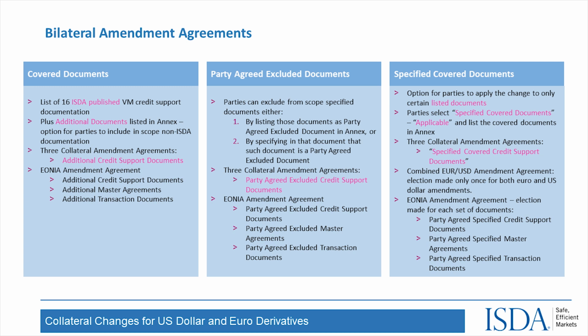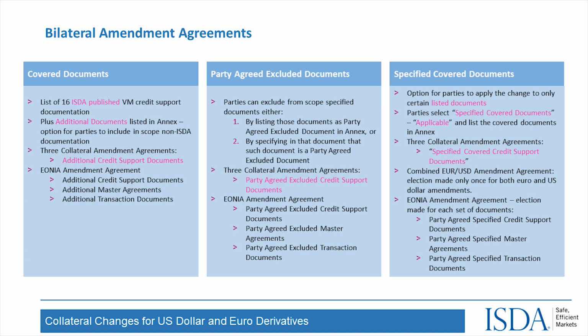And the final option in the far right-hand column is for the parties to specify the documents that are going to be covered by the template. So this is the option of specified covered documents. If parties use this option, then they are overriding the definition of covered documents. So none of the listed covered documents would be amended. The only documents that would be amended are the ones that the parties specify themselves in an annex.